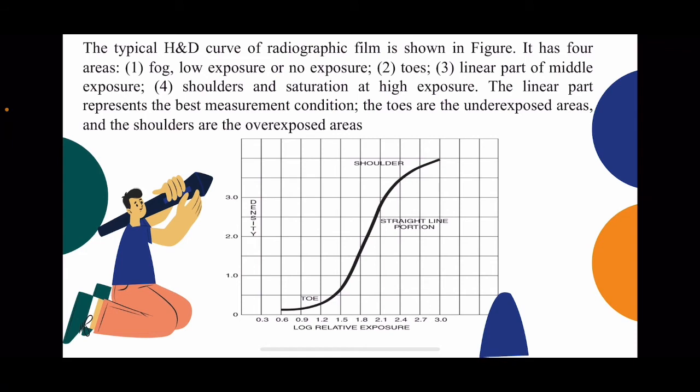It has four areas: 1, fog, low exposure or no exposure; 2, toe; 3, linear part of middle exposure; and 4, shoulder and saturation, at high exposure. The linear part represents the best measurement condition. The toe is the underexposed area and the shoulder is the overexposed area.